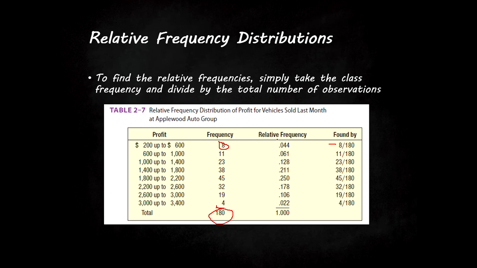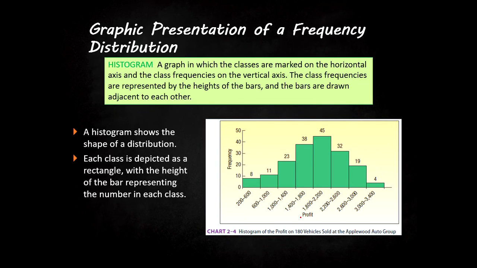And so the relative frequency is right here, and you can use relative frequency to see how one individual class compares to the whole. So right here you can see this 0.25, how one individual class compares to the whole. Okay. Next, we have something called a histogram.